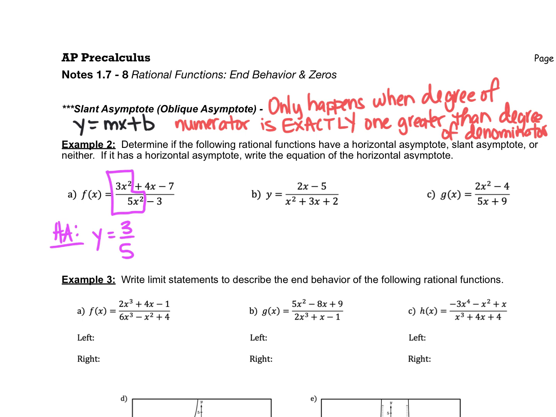Look at B, all right? y equals 2x minus 5 over x squared plus 3x. Let's take a look at our leading terms. So I have 2x and an x squared. Who's larger? The denominator. When the denominator is larger, we have a horizontal asymptote. Okay, what is it? y equals 0, always. If the denominator is larger, we have a horizontal asymptote, and it is y equals 0.